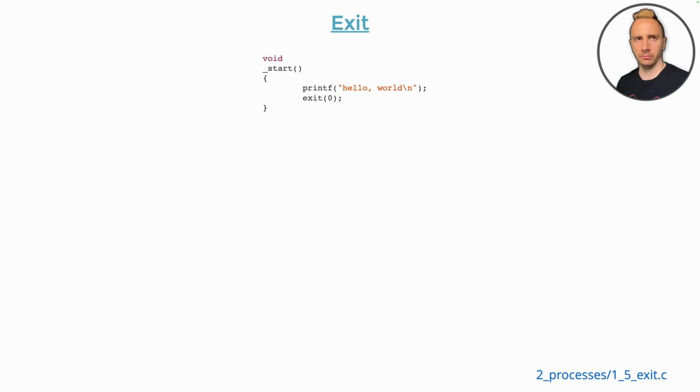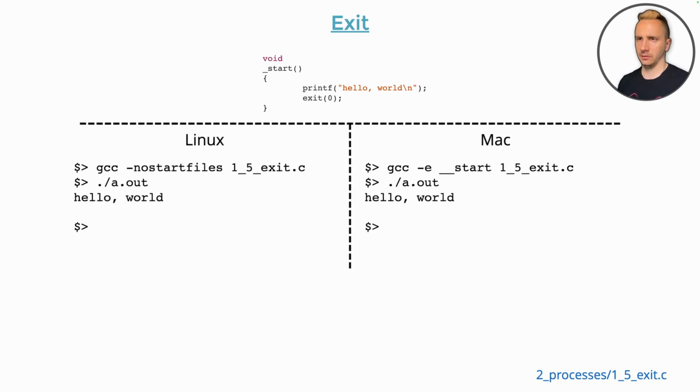I call it a symbol because it doesn't have to be a function. It just has to be some address to which execution can jump. But in C we can actually imagine it as a function. And this code on the slide will actually compile and run, even though there is no main function. And you can build it in a special way.